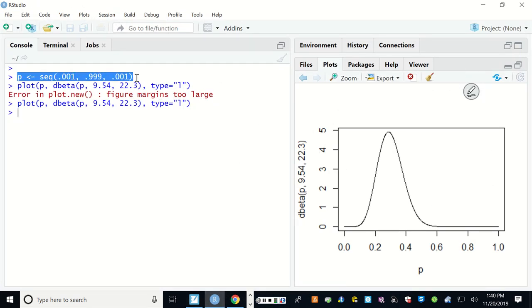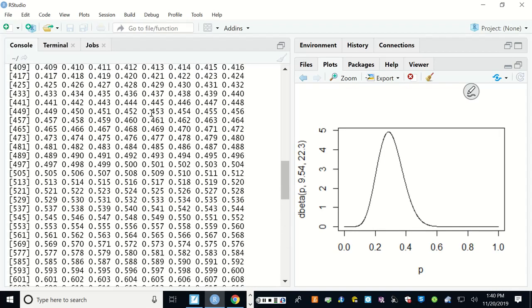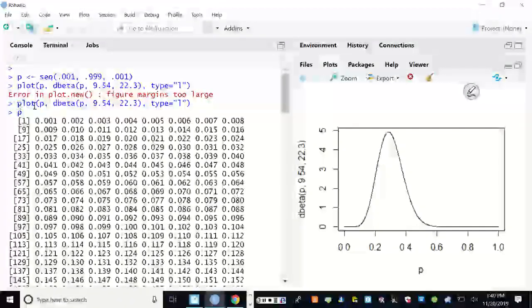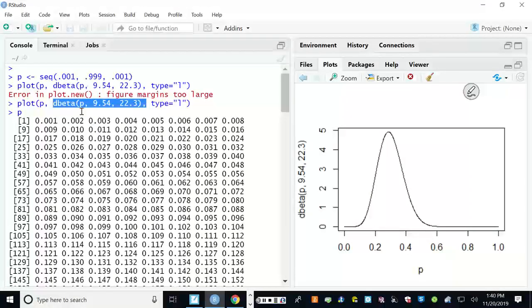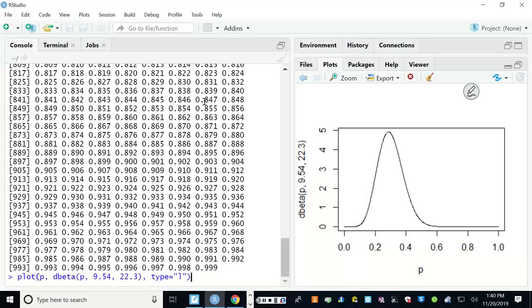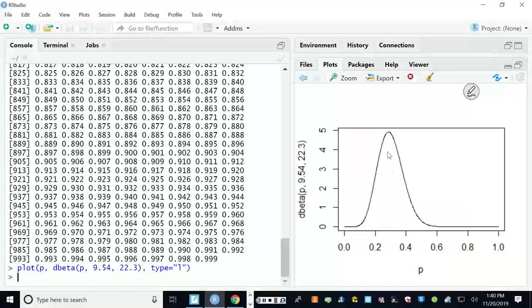I set up just a sequence of numbers from 0.01 up to 0.99. Here's the value of p, all those numbers there. And then I'm going to plot p versus the density, that's the beta height of the curve, with those two parameters, and I make it a line. That gives this picture over here. So my probability density a priori is like this. Most of the evidence is between about 0.1, 0.15, up to about 0.4. It seems to roughly match.